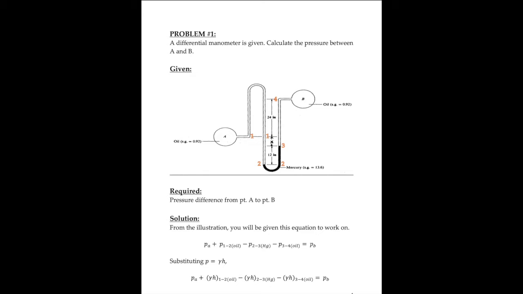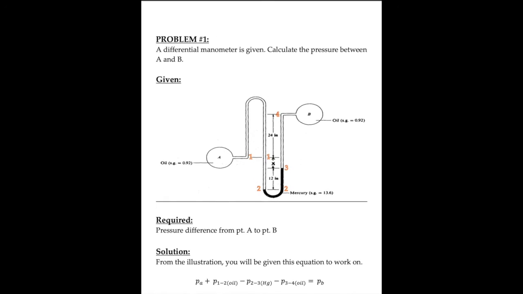So as you can see in the problem, I will be zooming it. From point A, there's one differential manometer, and from point B, there's also another differential manometer. In the figure, we'll be seeing that from point A up until this point right here, oil is present, and mercury is present from this point up until this point. And again, oil is contained from this point up until this point.